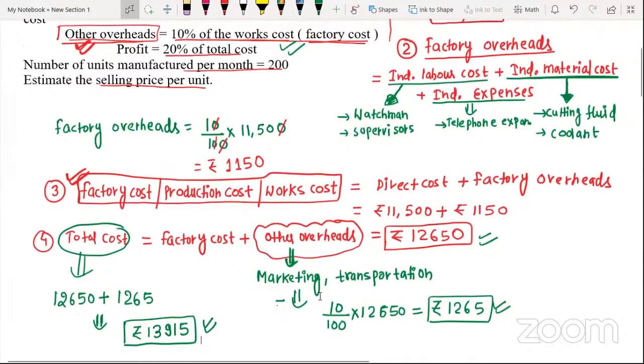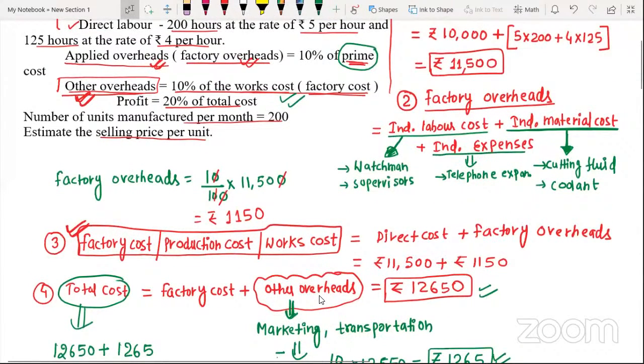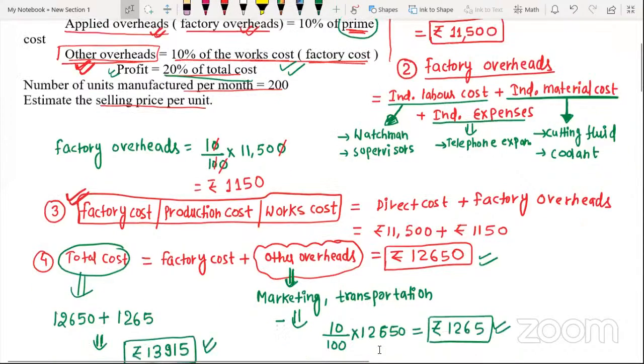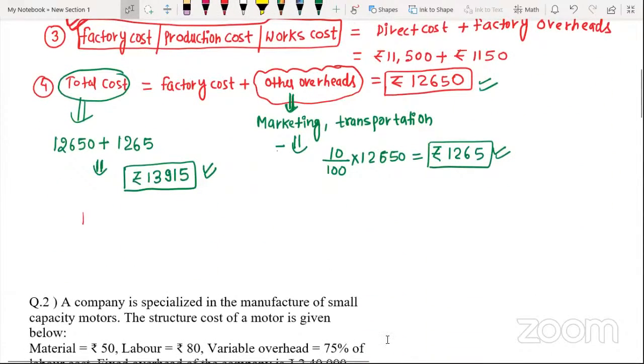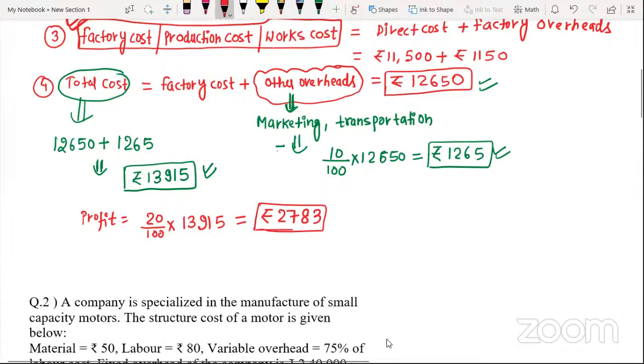Now look at the question. They are saying that the profit is 20% of the total cost. So we will find the profit. Profit is 20% of the total cost. So the total cost is 13915. So it is going to be 2783. So this is the profit. Okay, what will you get? Profit. This is the profit.